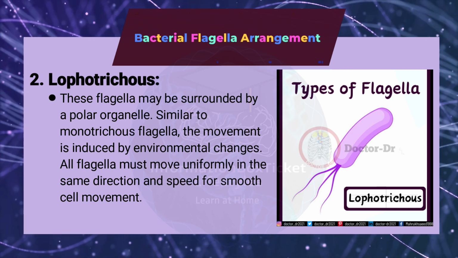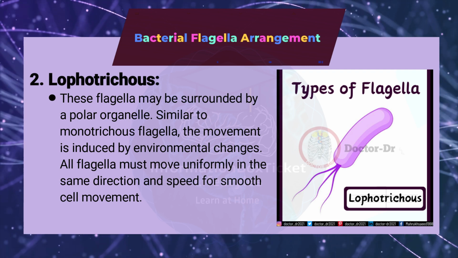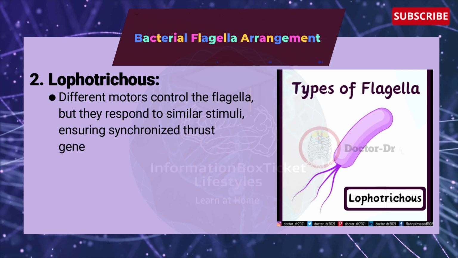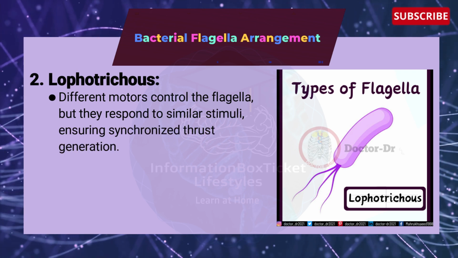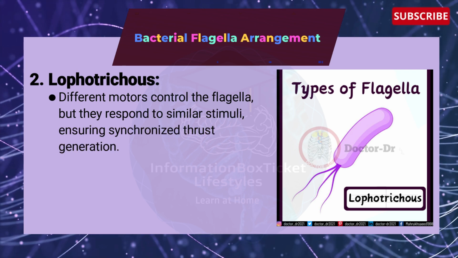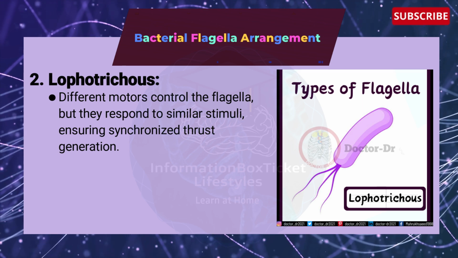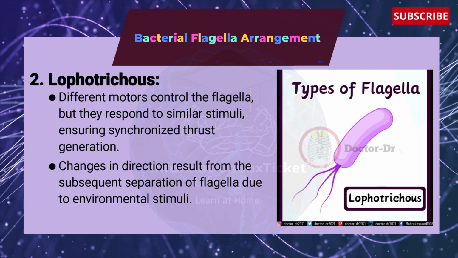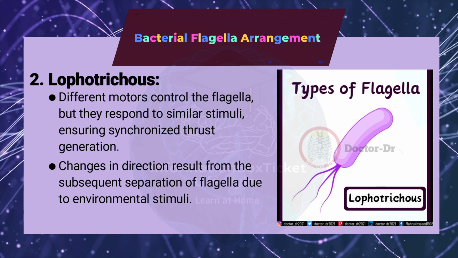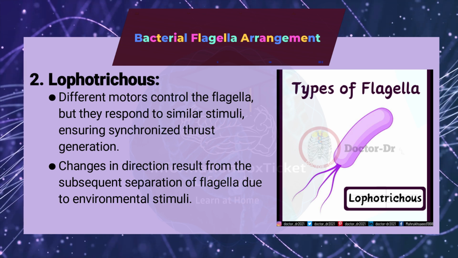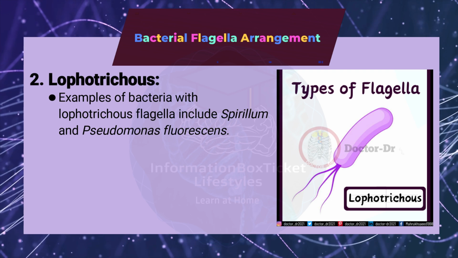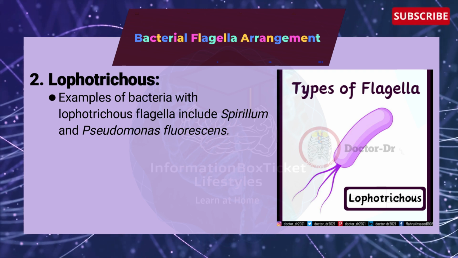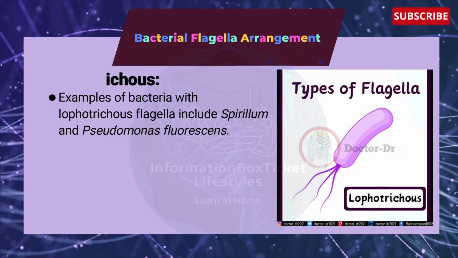All flagella must move uniformly in the same direction and speed for smooth cell movement. Different motors control the flagella, but they respond to similar stimuli, ensuring synchronized thrust generation. Changes in direction result from the subsequent separation of flagella due to environmental stimuli. Examples of bacteria with lophotrichous flagella include Spirillum and Pseudomonas fluorescens.